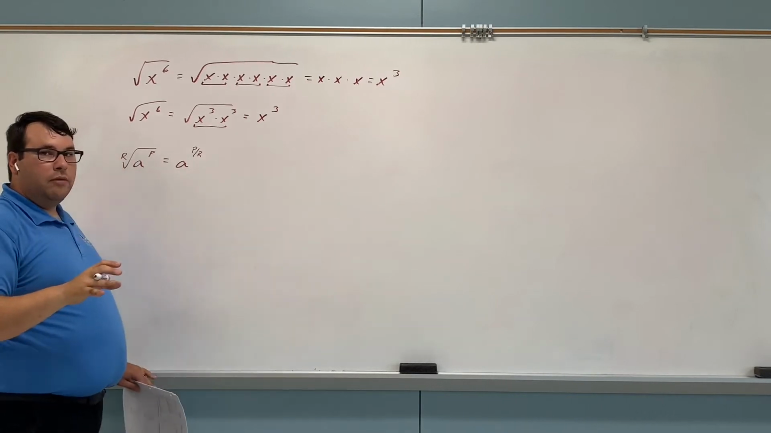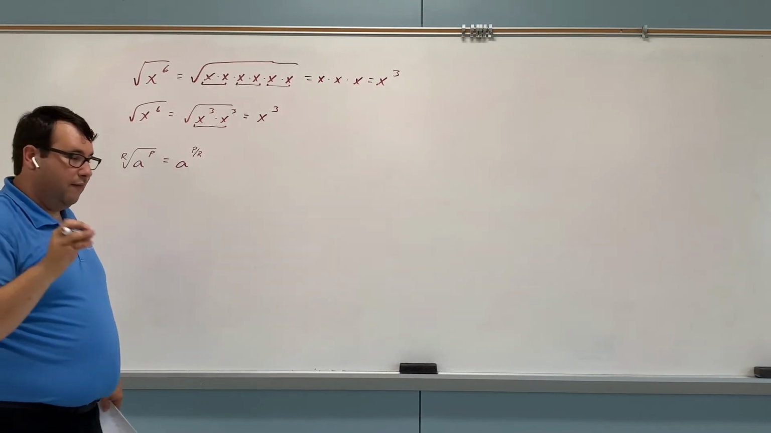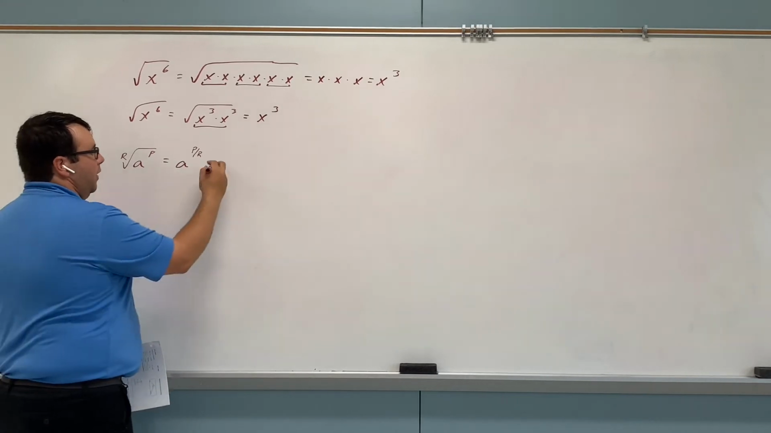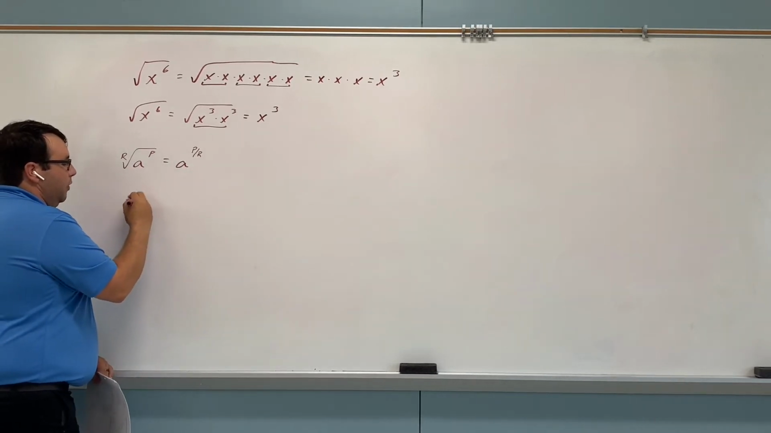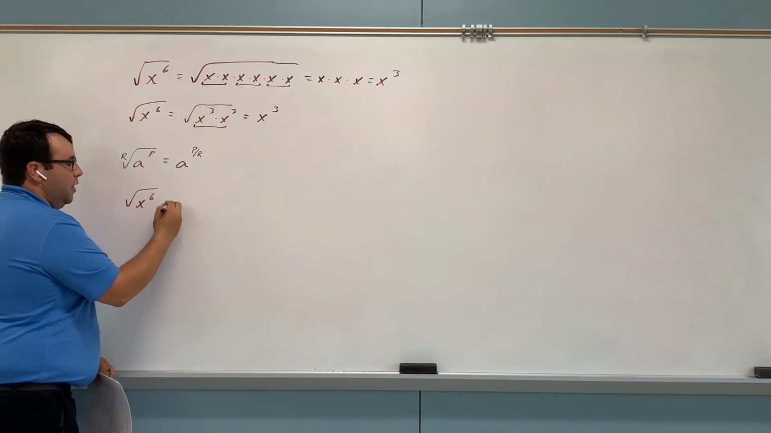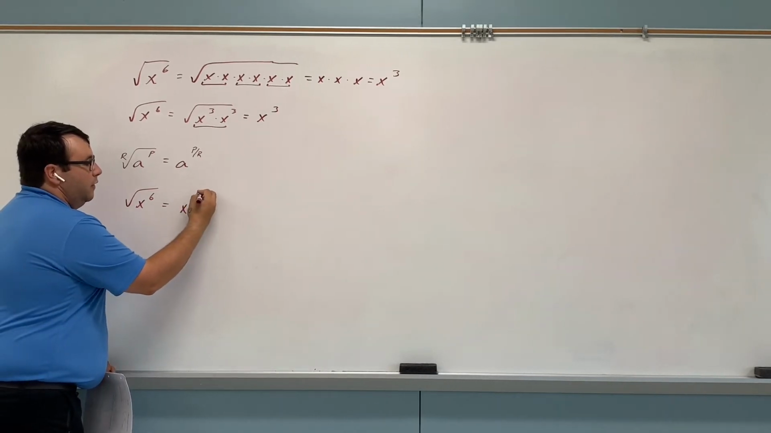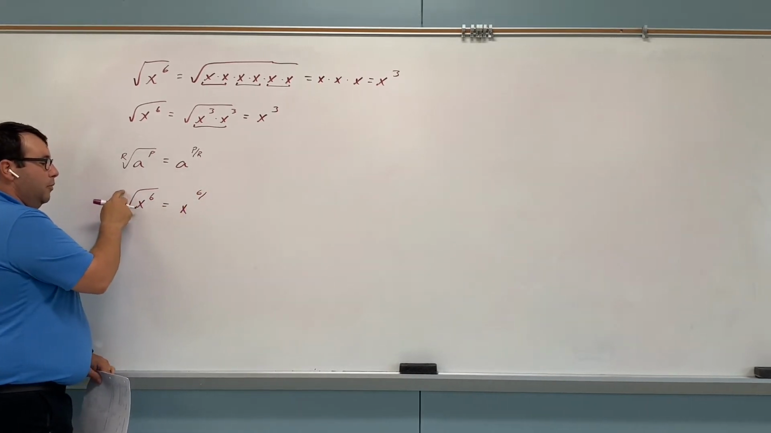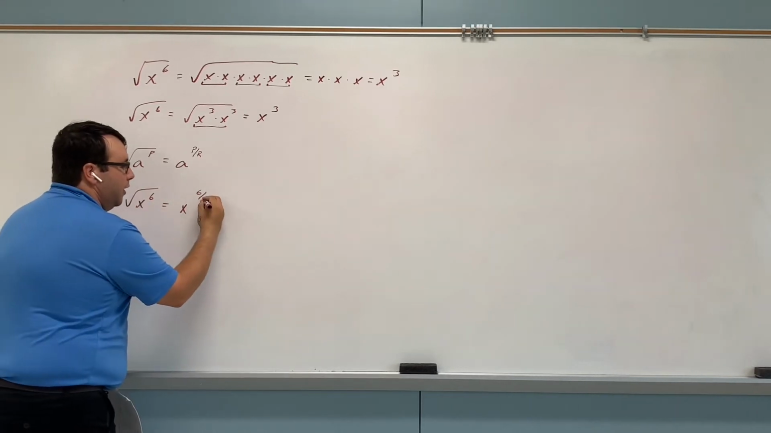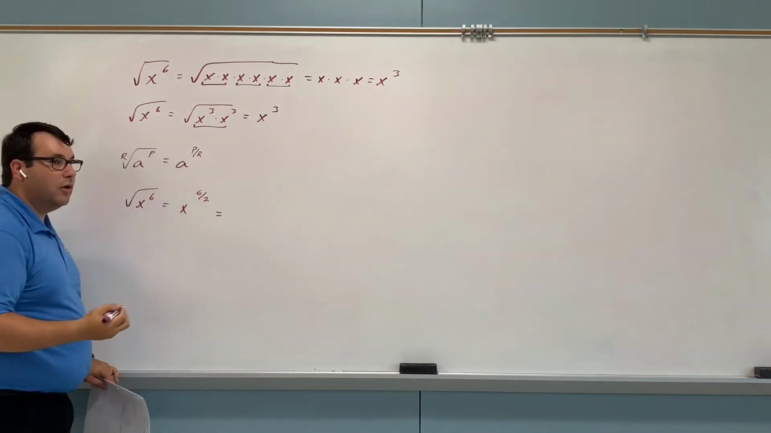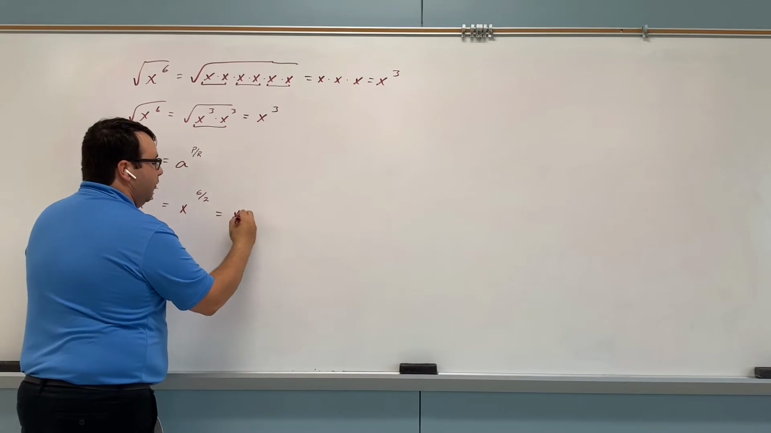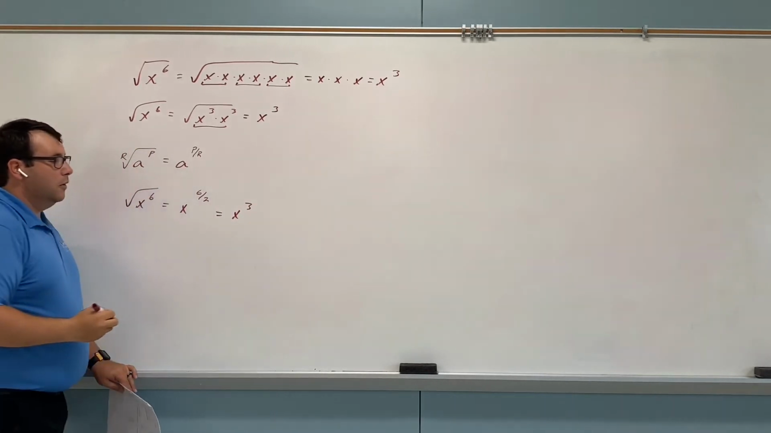Now you only want to use this right now if you have a very equal breakdown, and this is what I mean. So I had the square root of x to the 6th. I have x, that's my base, to the 6th divided by my root index here, which was 2. So 6 divided by 2 is a whole number. That's very nice. You can do that already. That gives you x to the 3rd.